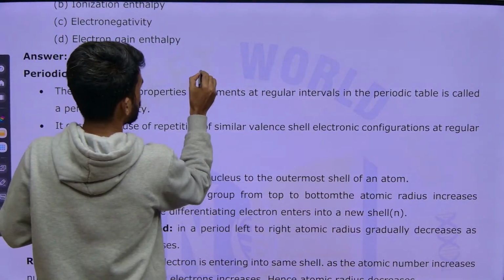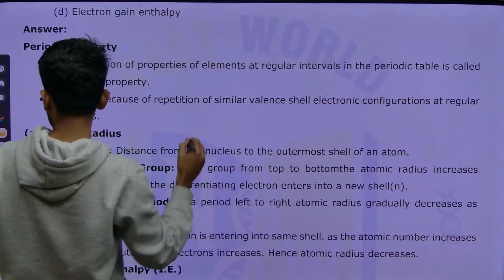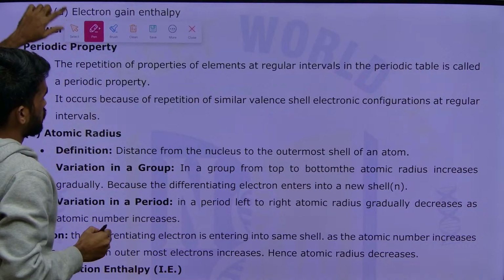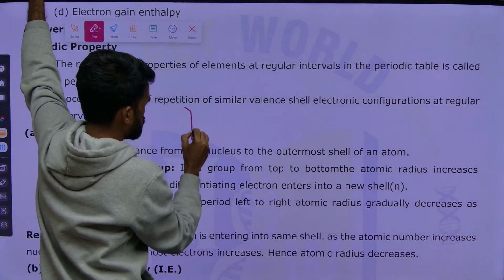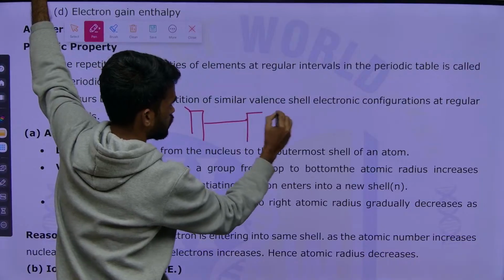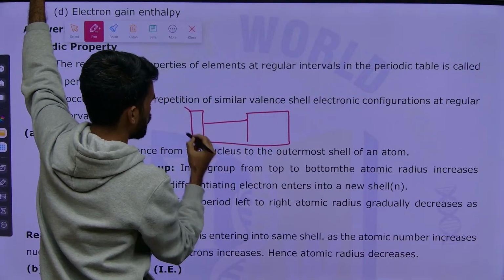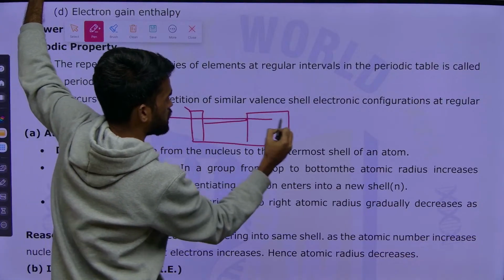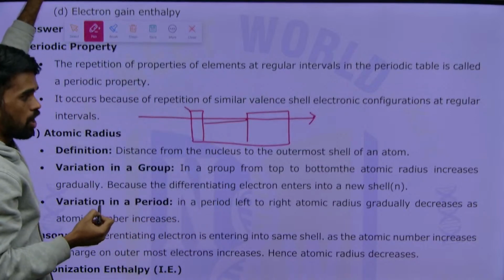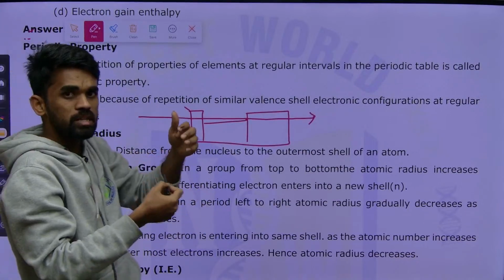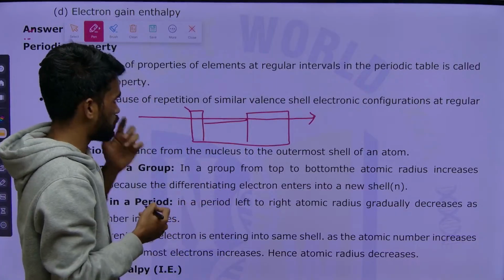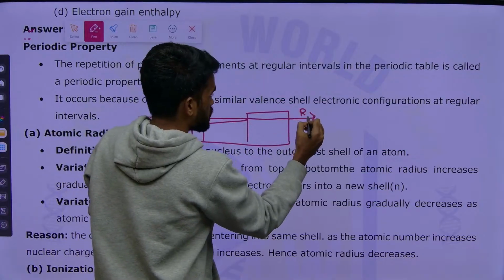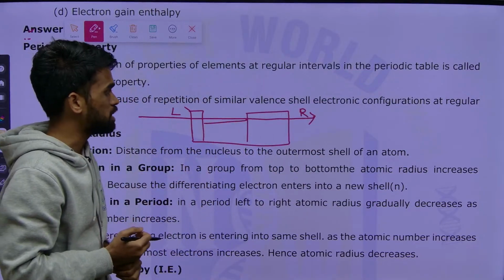See, we know in the periodic table we have S block, D block, P block, and at the bottom we have F block. So now if we move from the left side to the right side, there are some properties observed, the repetition in their property. For example, atomic radius, it means the size of elements. If you go from left side to right side, what happens? Size is decreasing. Okay, size is decreasing.